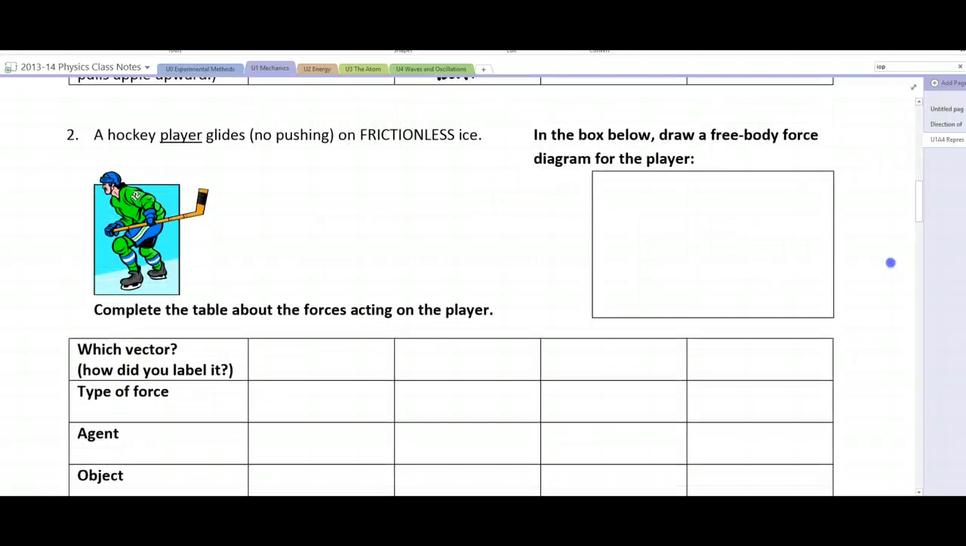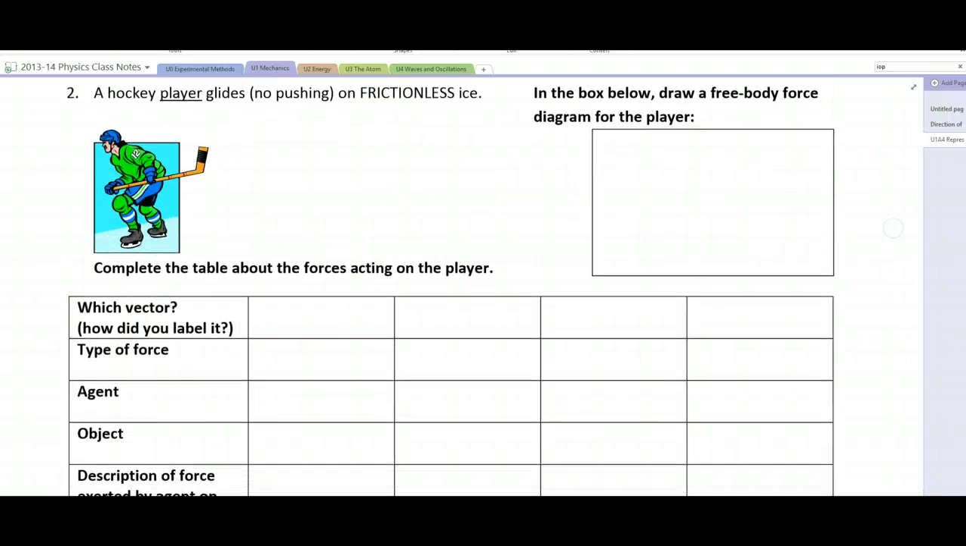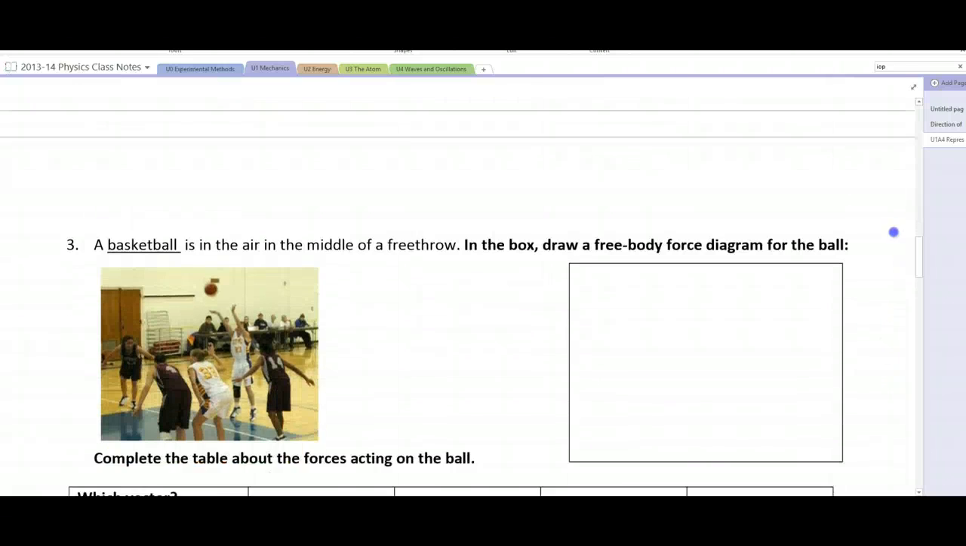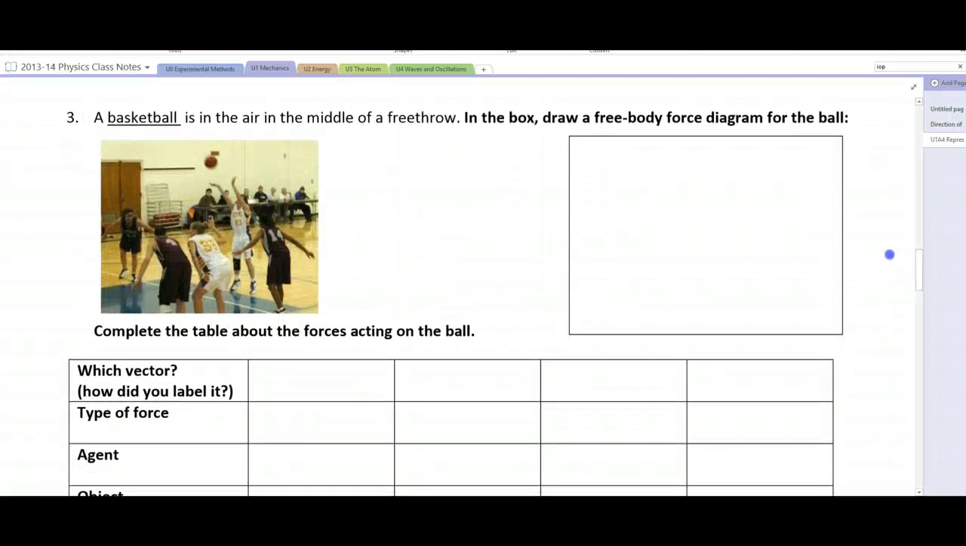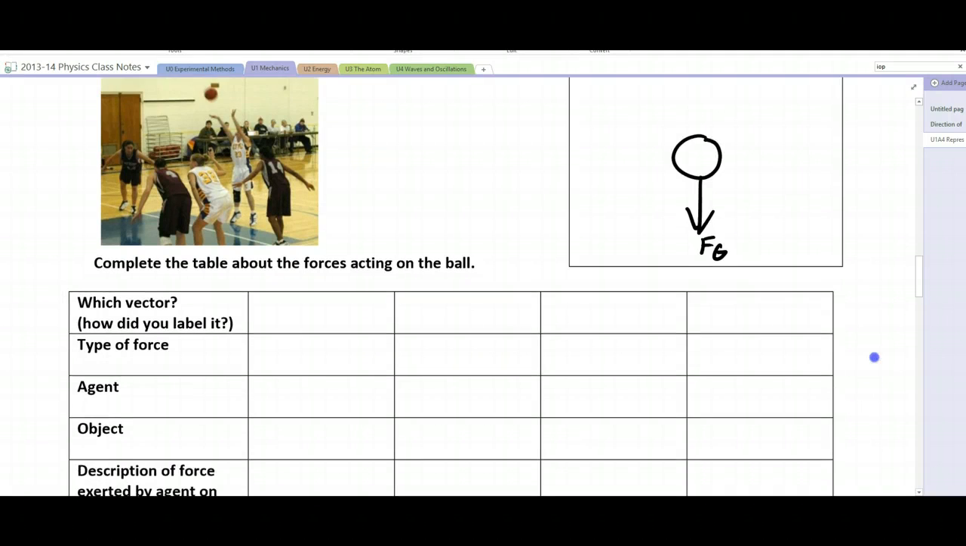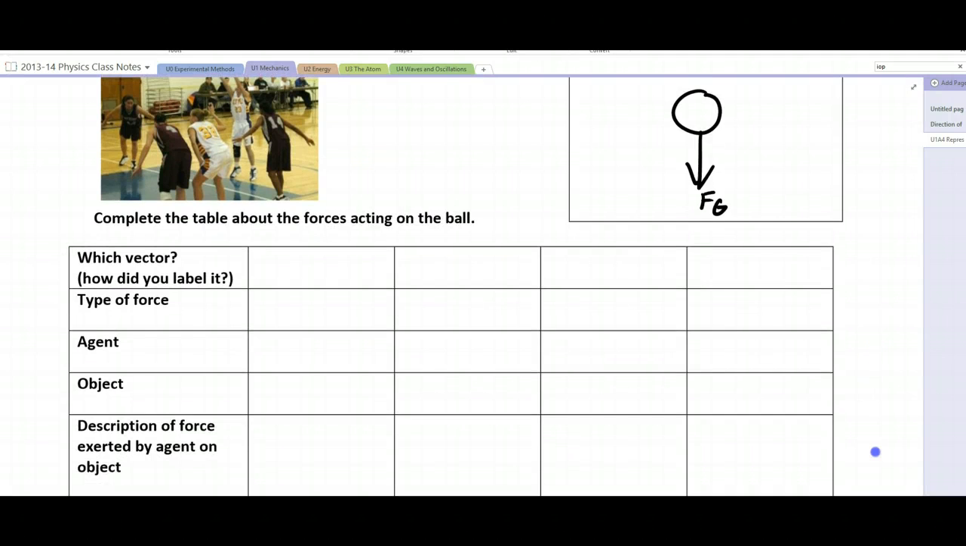Second example, we have a hockey player gliding on frictionless ice. I'm actually going to let you try that one. I'm going to skip down to the basketball. So a basketball is in the midair of a free throw. The only force the basketball feels is gravitational force. There's no hand pushing on it when it's in the air. It doesn't feel air resistance because that's generally big flat things like wings on airplanes and pieces of paper. So that one is gravitational force.